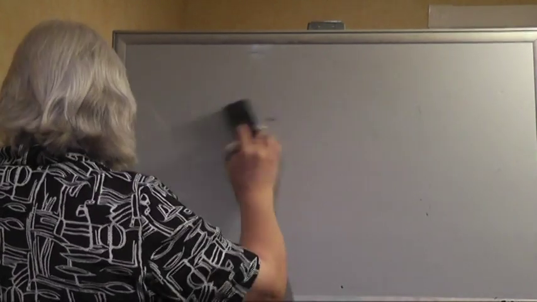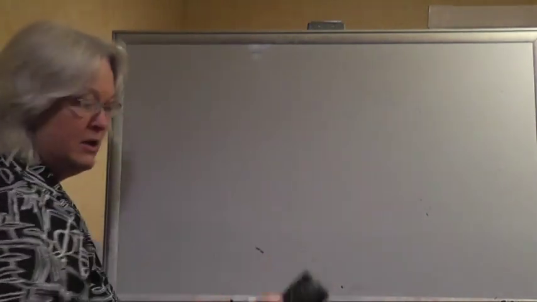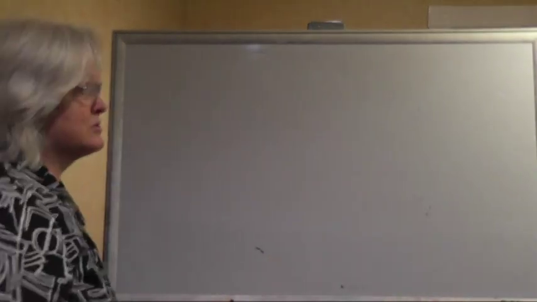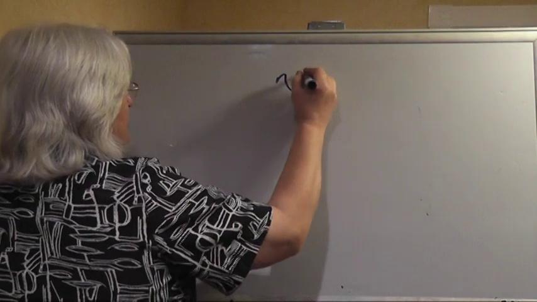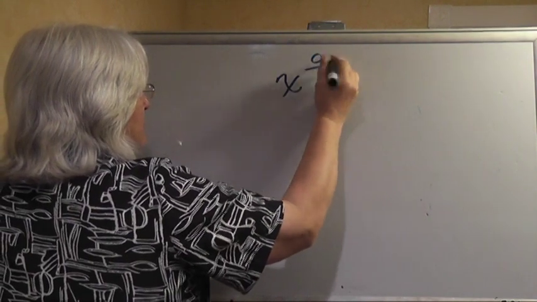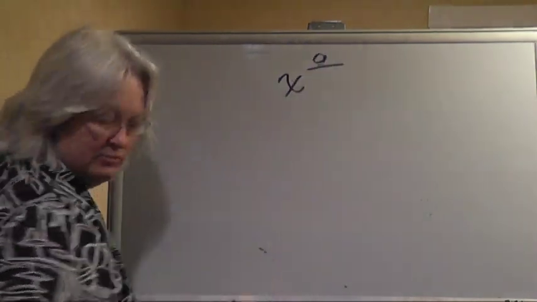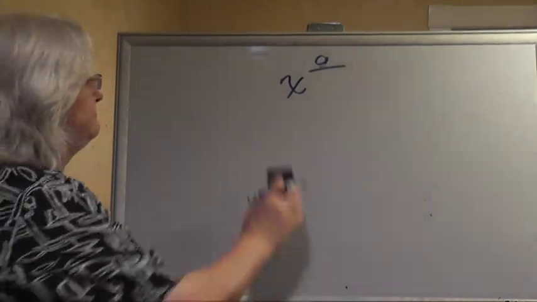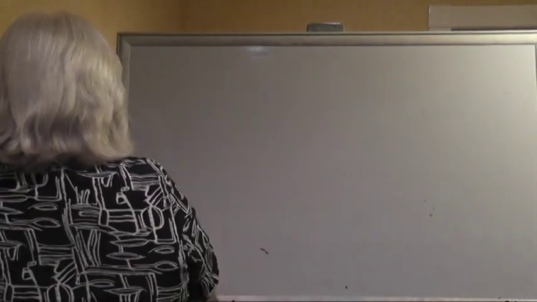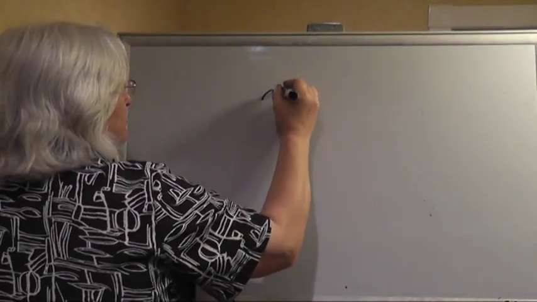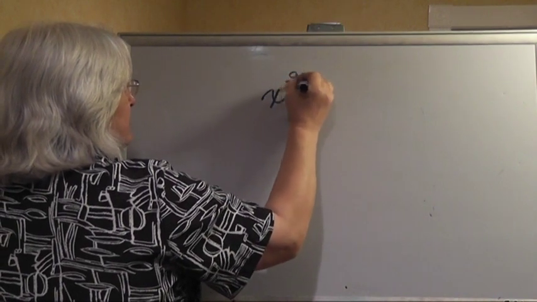Now, if you look at the bottom of page 397, there is something that looks strange. You have x, and that's, let me rewrite that for you. It's at the very bottom of the page.